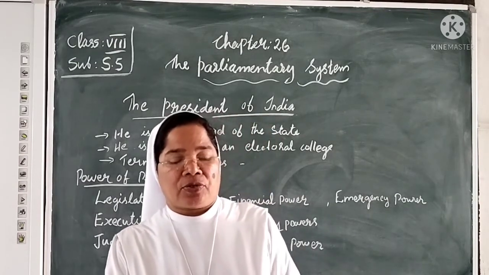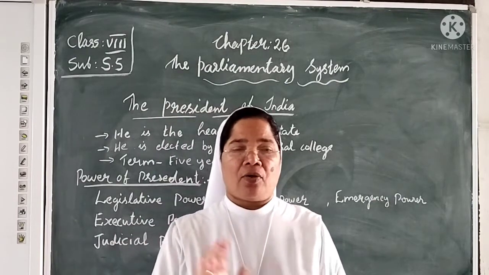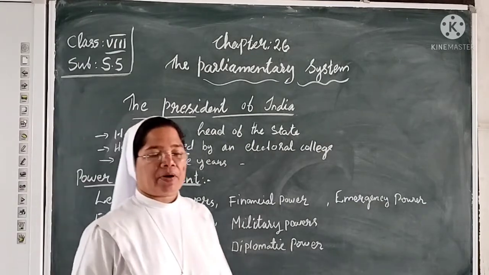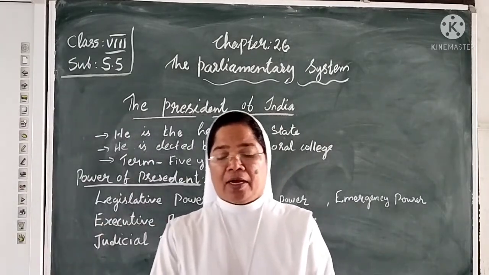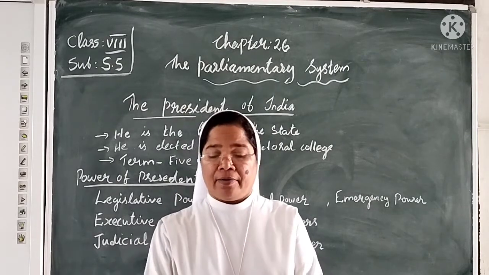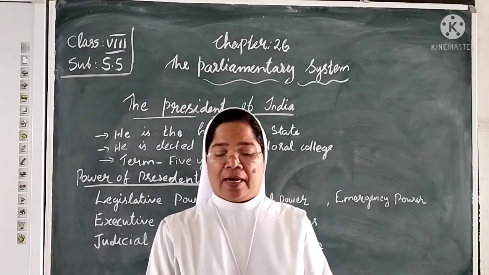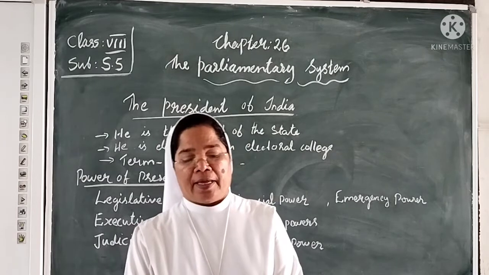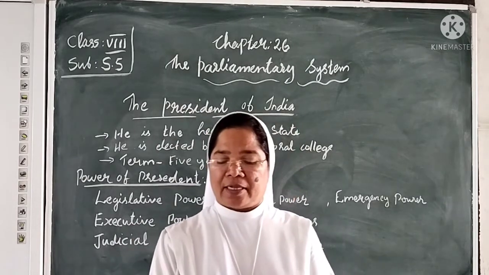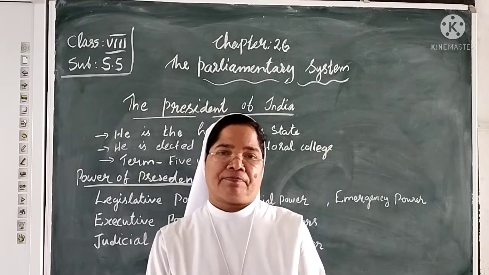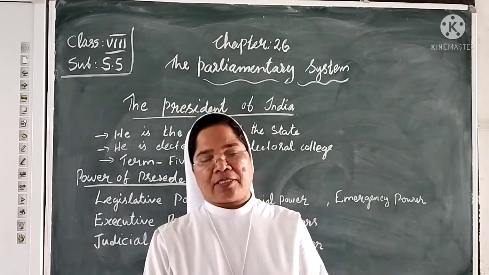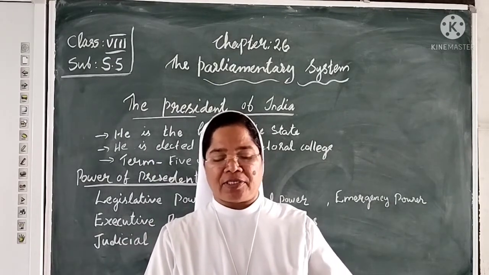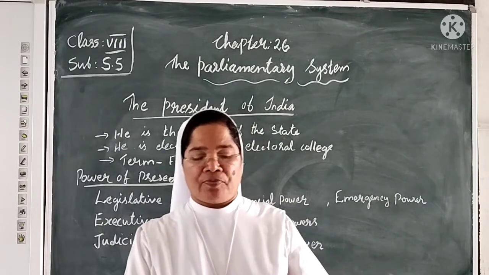These are the duties of the executive President of India. Now let us go to the judicial power. The President can grant pardon and reduce the sentence of a person convicted of any offence. He can also pardon a death sentence and reduce it to life imprisonment. If somebody has made a mistake, he can give pardon. This is also a judicial power.